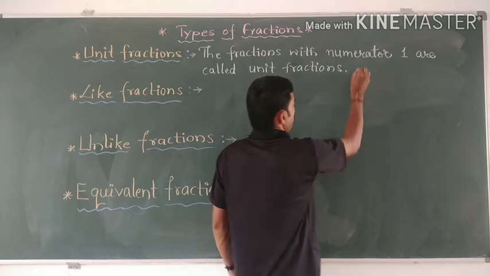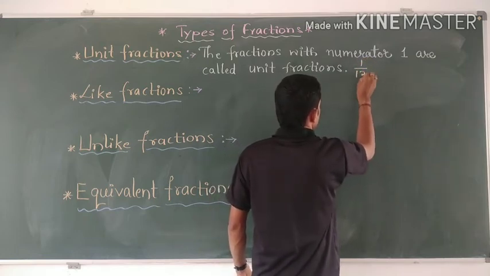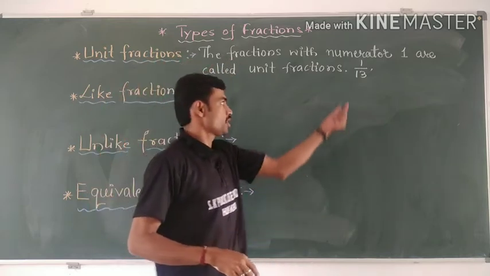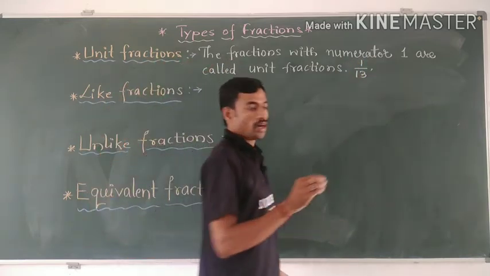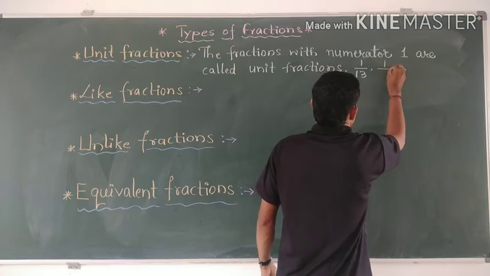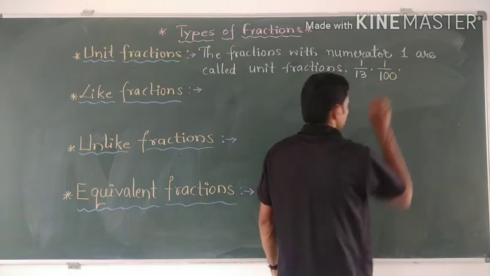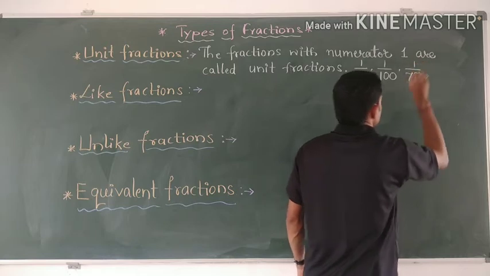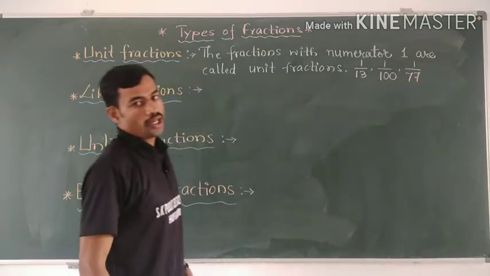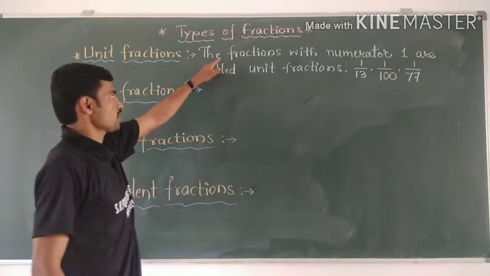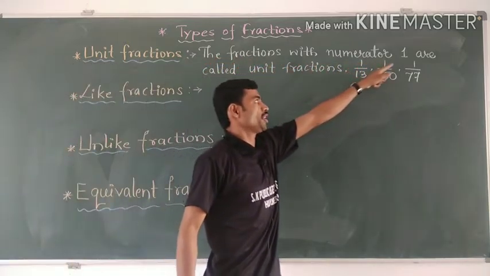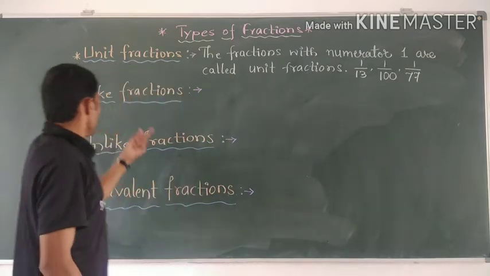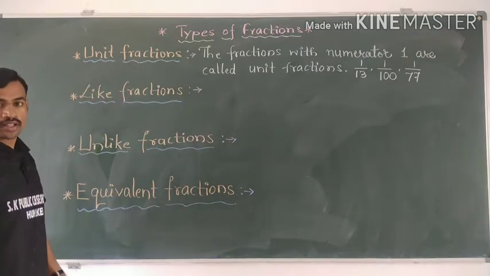So you can give examples. 1 by 13 is a unit fraction. Out of 13 parts, we have taken only one part. That is 1 by 13. 1 by 100, 1 by 77. These all are unit fractions. So the fractions with numerator 1 are called unit fractions. Clear? Next, come to like fractions.